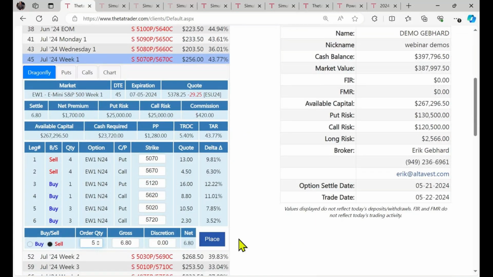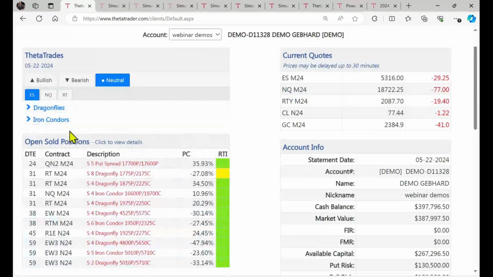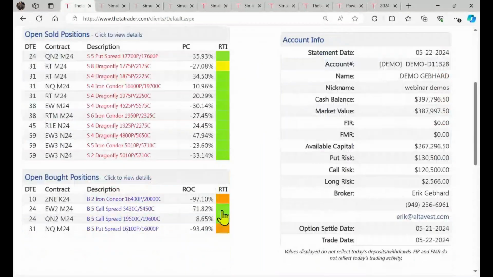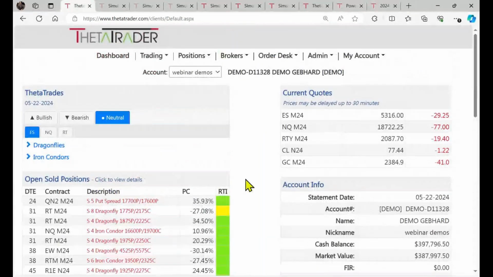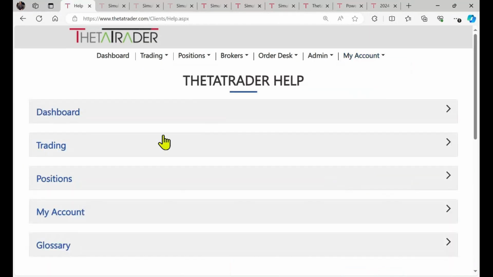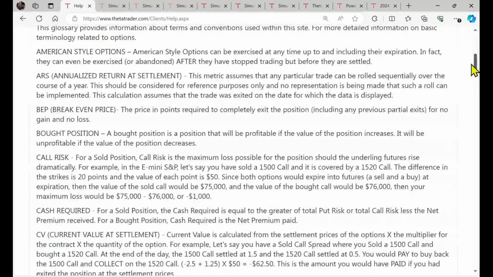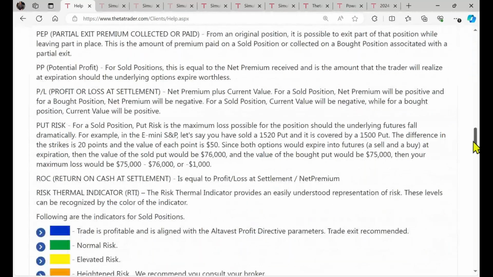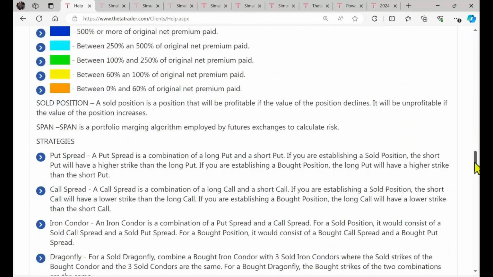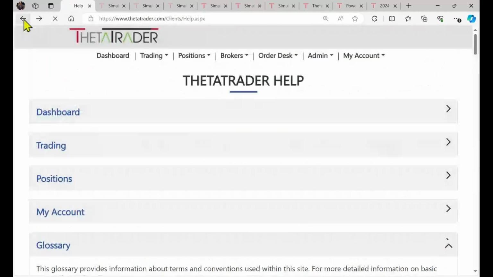One more thing here. Here's how to look at your open positions, of course, right on the dashboard, like we are here. You can see your open short positions and your open bought positions. And I mentioned all the colors. That's all available here under the help file. And you can read the glossary of things, but also the colors are all described right here. We don't have time to read it all, but just want to let you know it's all listed here so you have an idea of what to expect.